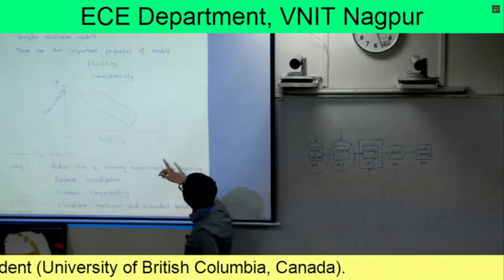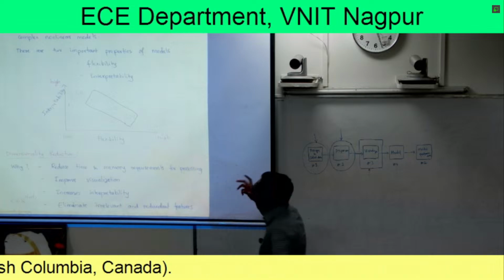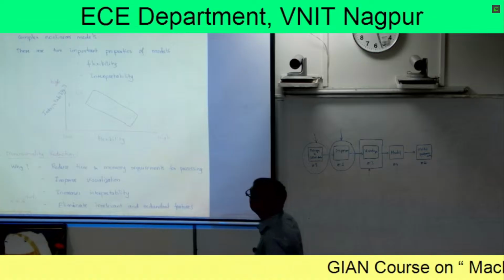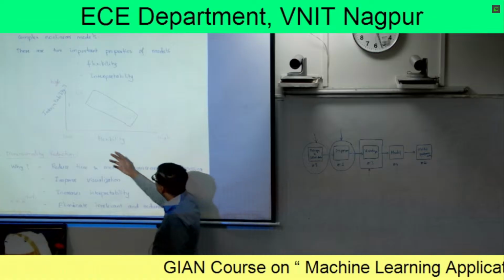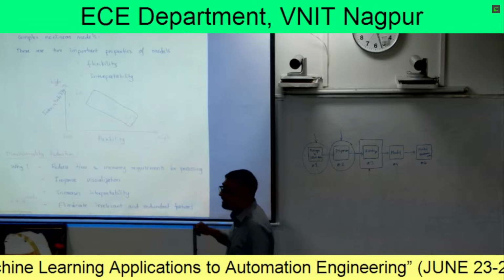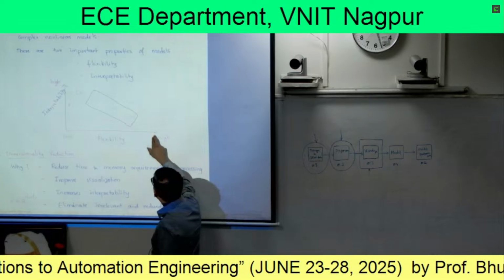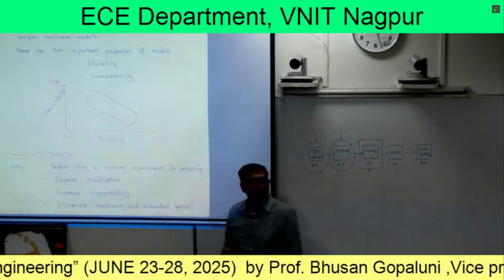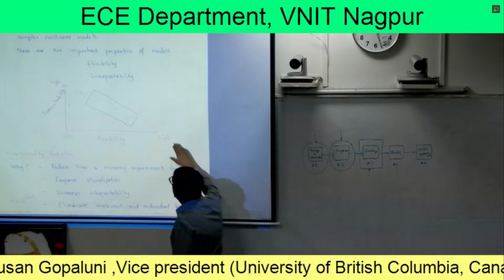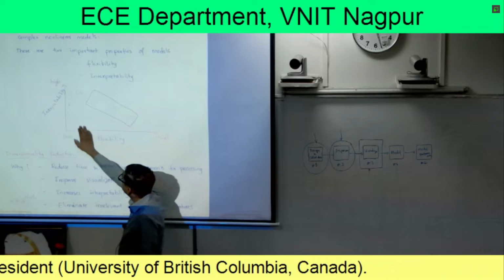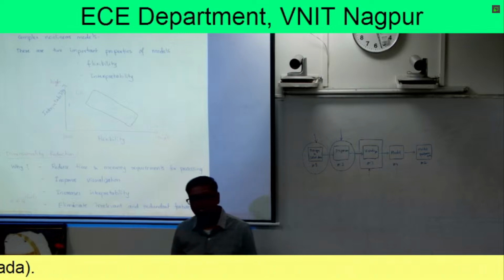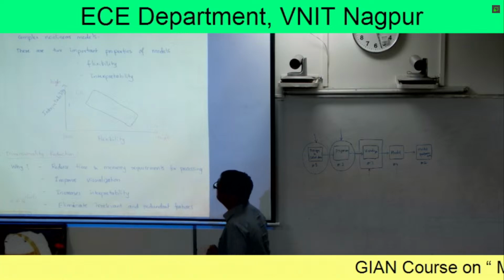The other thing that I want to mention here is there are two important properties of models, right? One is flexibility, and the other is interpretability. By flexibility, what I mean is the structural flexibility. So a deep neural network has very high structural flexibility because you have millions and billions of parameters in a deep neural network. On the other hand, linear regression has very few parameters, and therefore the flexibility of a linear regressor is small.